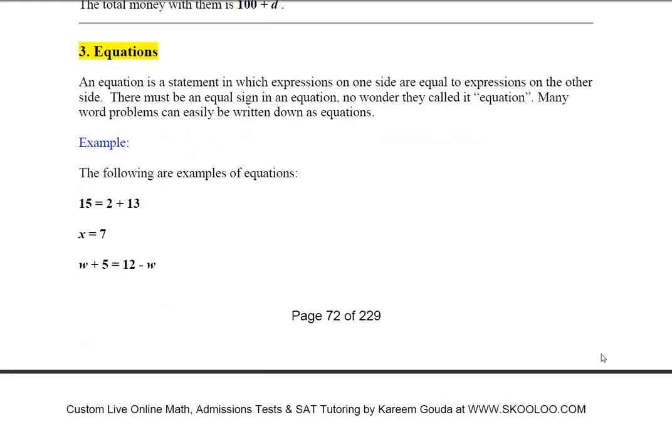What about an equation? An equation is basically like an expression. Same thing, you have numbers and you have letters, or you have both, but you always have an equal sign. So an equation is a statement in which expressions on one side are equal to expressions on the other side. There must be an equal sign in an equation. Okay, let's take a look at this. 15 equals 2 plus 13, this is an equation because it has an equal sign. X equals 7, equation because it has an equal sign. W plus 5 equals 12 minus W is also an equation because it has an equal sign.